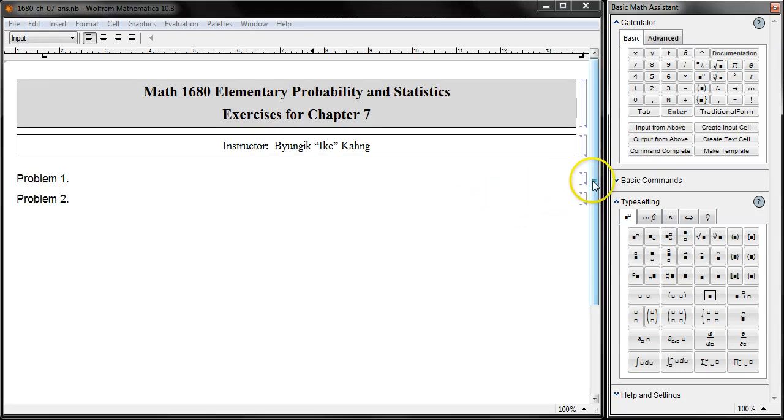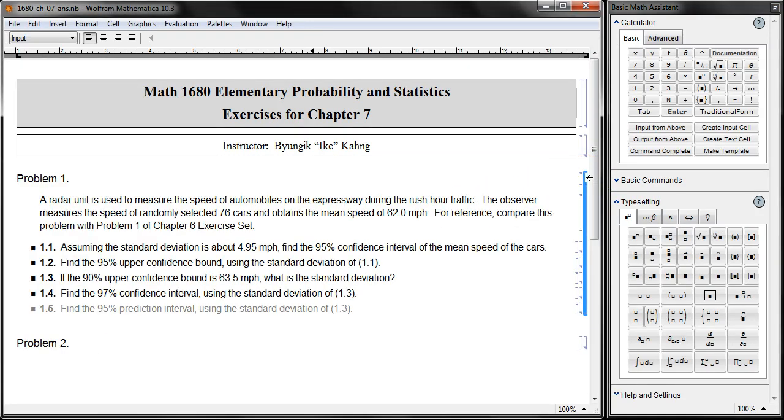Welcome back. Let's resume. We went through the first two problems already, so let's begin with 1.3. If the 90% upper confidence bound is 63.5 miles per hour, what is the standard deviation is the problem. In this case, we don't know the standard deviation. In 1.1 and 1.2, we used the standard deviation of 4.95. The standard error was 4.95 over square root of 76. This time we don't know the standard deviation, so we have to go backward.